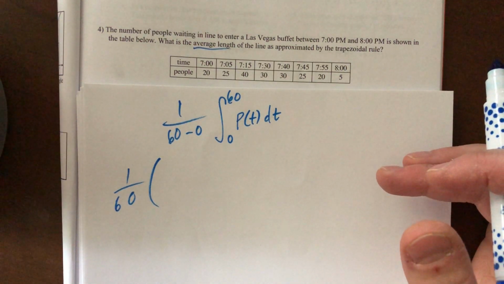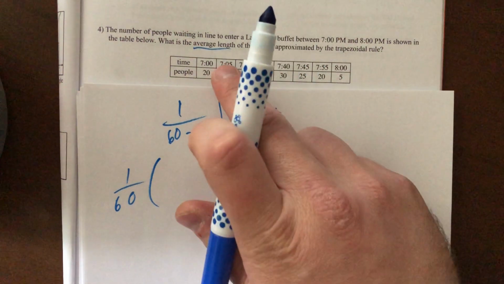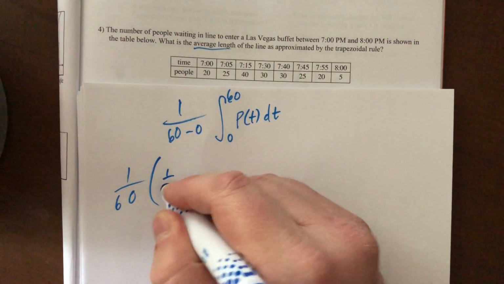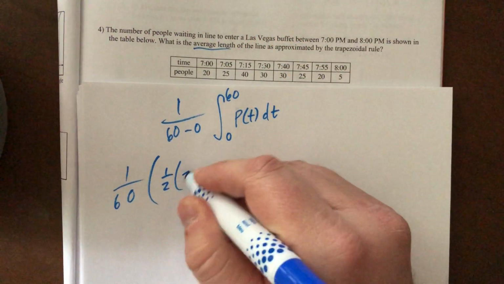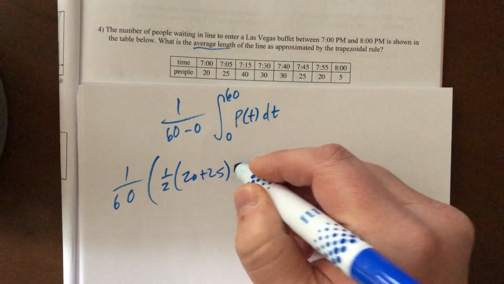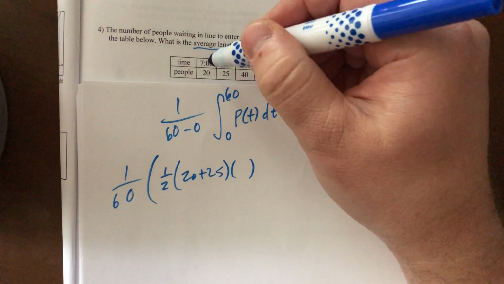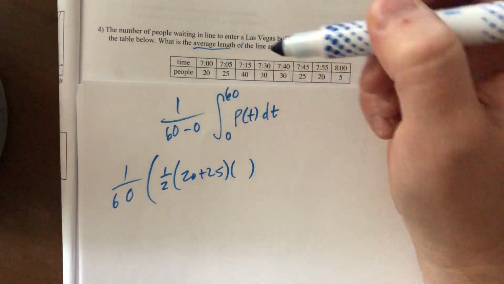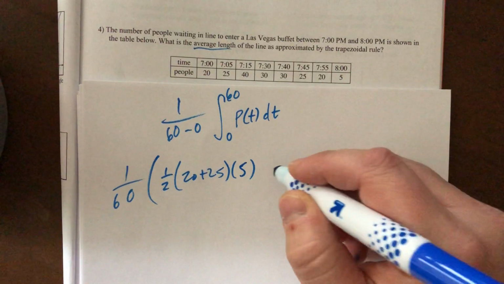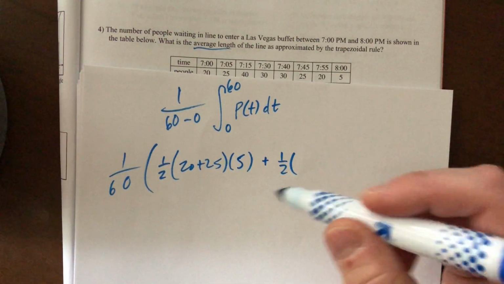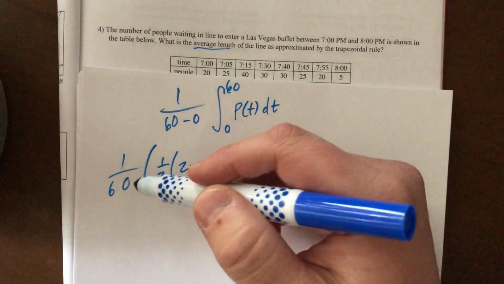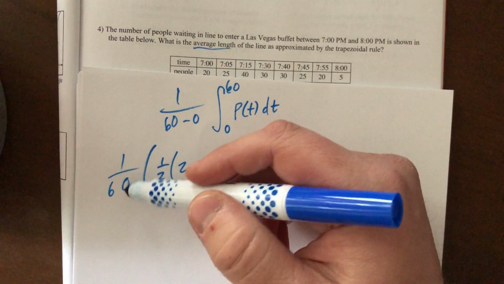And if I want to do a trapezoidal rule, remember that trapezoidal rule says 1/2, add the two bases together, which is the two y values, and then multiply by the height. And the height here is, let's see, 0 to 5, that's 5 minutes. Plus 1/2, take our two bases, and instead of doing each of these by half, put the 1/2 out front, make it 1 over 120, perfect.